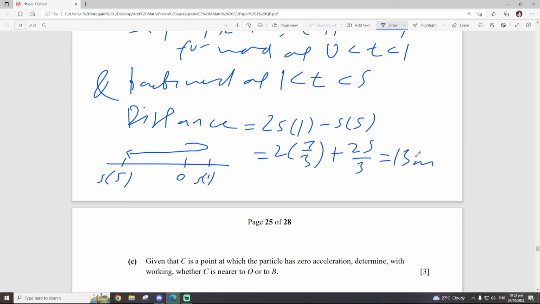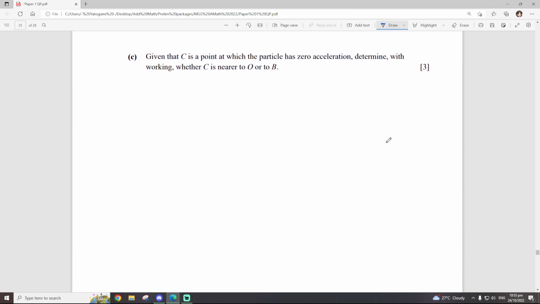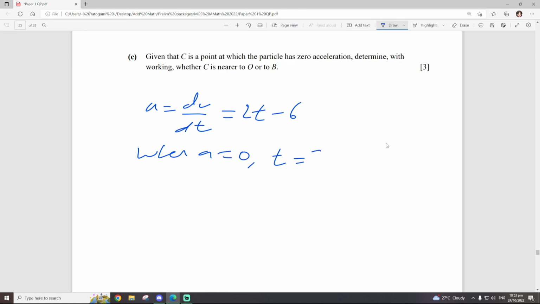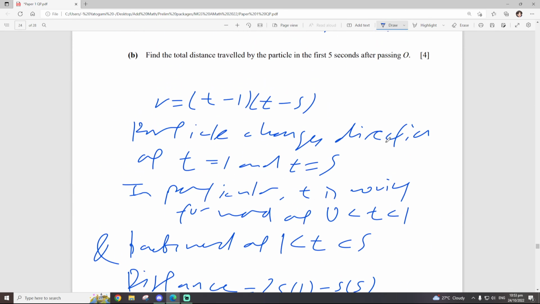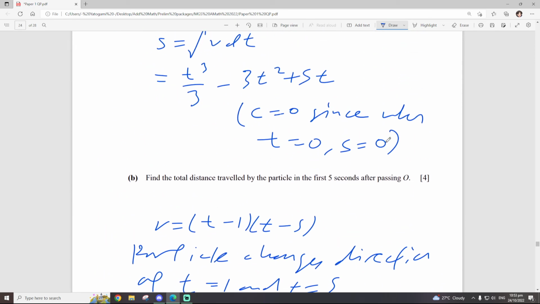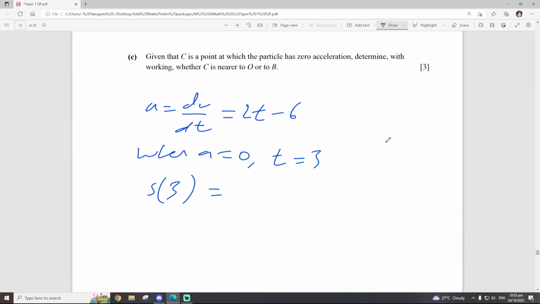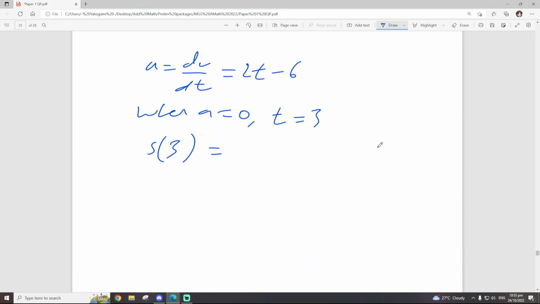Given that C is a point at which the particle has zero acceleration, state whether C is nearer to O or B. Okay, so a is dv/dt, and v was t squared minus 6t plus 5, so this is 2t minus 6. When a equals 0, t is 3. So S3, we find the displacement at t equals 3. We'll get 9 minus 27 plus 15, negative 3, I think.